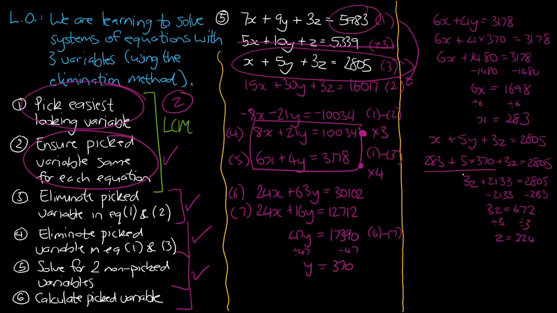And again, a weird number. I'd probably be double checking I made any silly math errors, but just because I know the answers, it's all good. So we can wrap up this question. Therefore, x is equal to 283, y is equal to 370, and z is equal to 224.